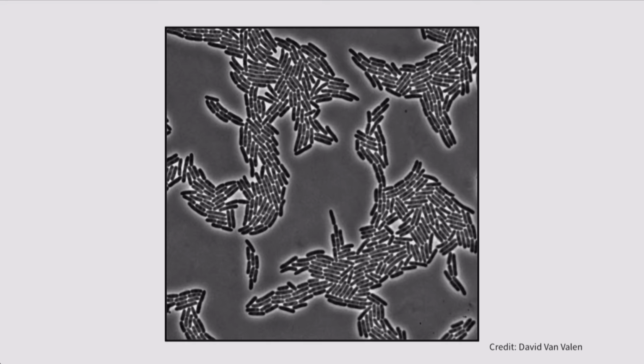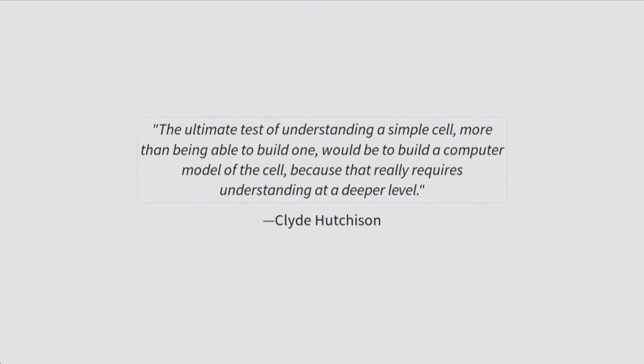And so, when you have this question, what is the best way to answer it? I would argue that the best way to answer the question of how does something work is with a model, in particular, a computational model. And I'm not alone in this thinking. Clyde Hutchison, a scientist from the Venter Institute, has said, "The ultimate test of understanding a simple cell, more than being able to build one, would be to build a computer model of the cell, because that really requires understanding at a deeper level." And an added benefit of building a computational model is that it allows me, a computer nerd, to be able to go to a bar and tell people that I model for a living.